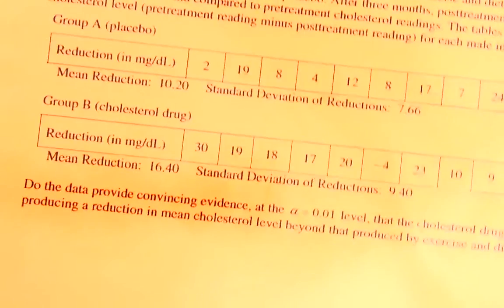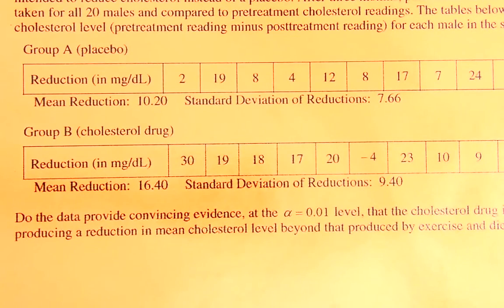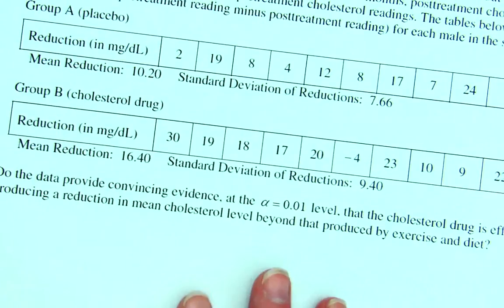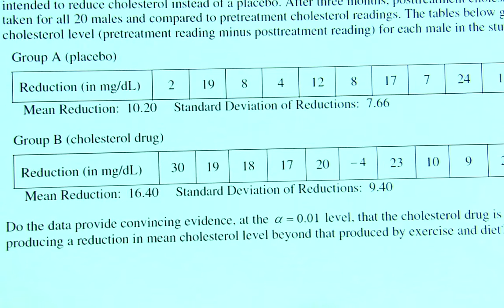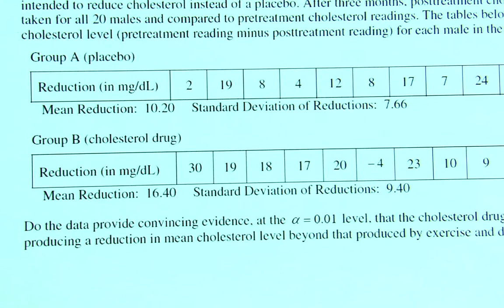Look at my number 8. Okay, number 8. Sorry, this is on the orange paper. It doesn't show up very well, where I put my one. Oh, here. I found it. Okay, so this is looking at group A, which got a placebo, and group B, which got a placebo or a cholesterol drug.